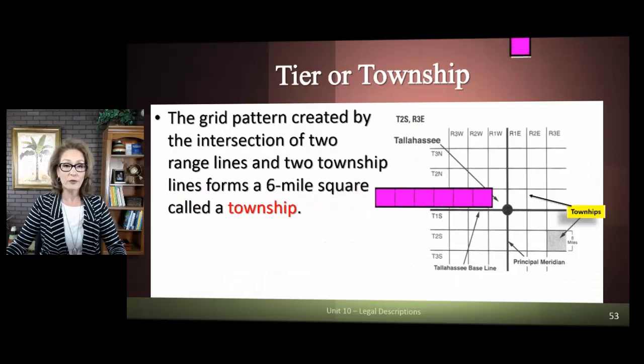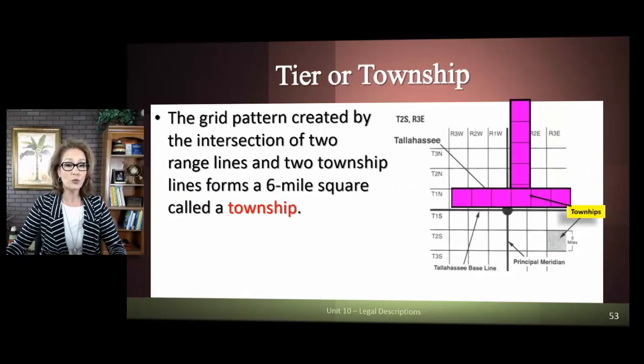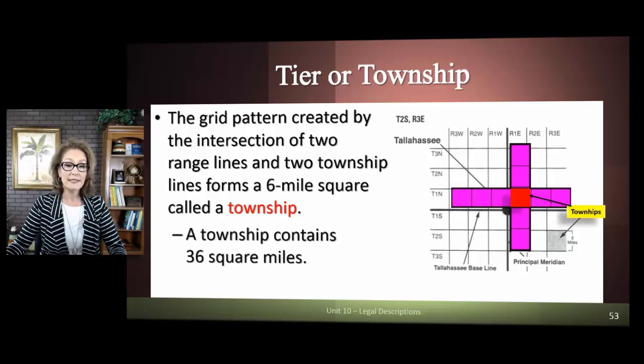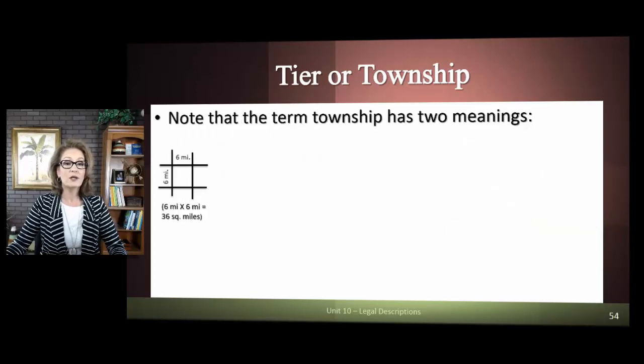The grid pattern created by the intersection of 2 range lines and 2 township lines forms a 6-mile square called a township. A township contains 36 square miles. Note that the term township has 2 meanings.